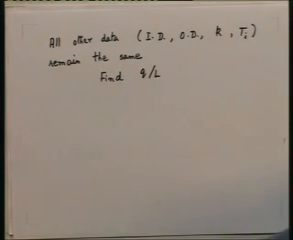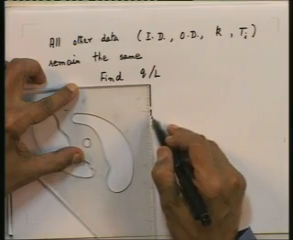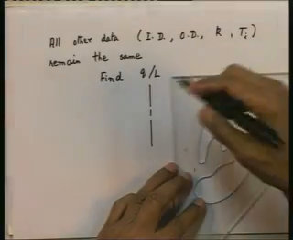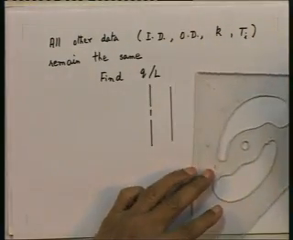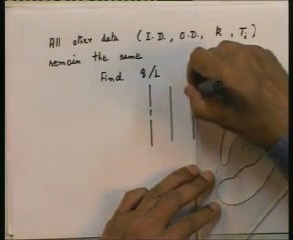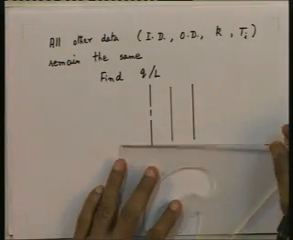Now, how do we proceed? First of all, let me just draw a rough sketch so that we get the picture in front of us. Here is the tube, the center line, let us say this is the inner diameter, this is the outer diameter, all right, and this would be R.